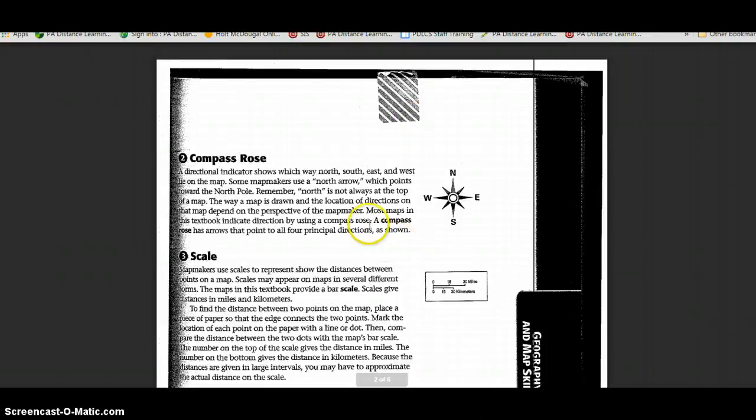Number 2 is a compass rose. This is a directional indicator that shows which way north, south, east, and west is on the map. Some map makers use a north arrow, which points towards the North Pole. Remember, north is not always at the top of a map. The way a map is drawn and the location of directions on that map depend on the perspective of the map maker. Most maps in this book indicate direction by using a compass rose. A compass rose has arrows that point to all 4 principal directions as shown. So you guys should see a north, south, east, and west.